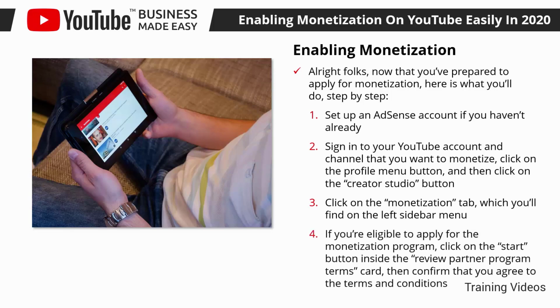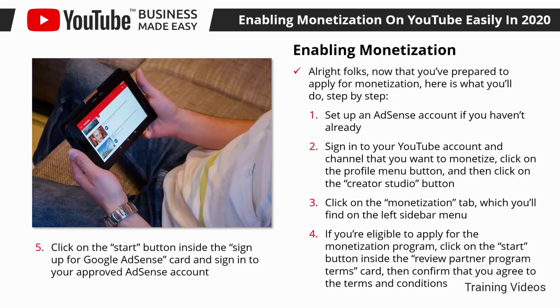Number four, if you're eligible to apply for the monetization program, click on the start button inside the Review Partner Program Terms card, then confirm that you agree to the terms and conditions. Number five, click on the start button inside the Sign Up for Google AdSense card and sign in to your approved AdSense account. Now, all you have to do is wait for approval, which can take 30 days or less.